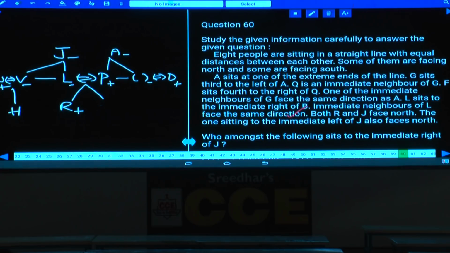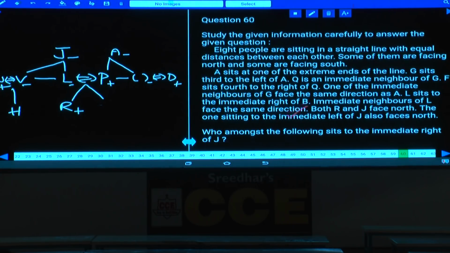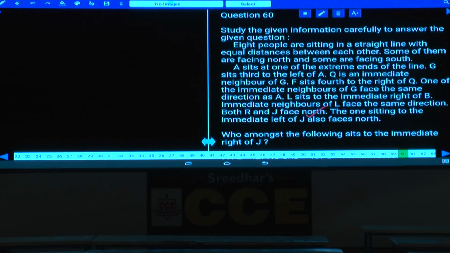How many persons are there? 8 people are seated in a straight line. 1, 2, 3, 4, 5, 6, 7, 8. 8 people are in a straight line with equal distance between each other. Some of them are facing north and some of them are facing south. A sits at one of the extreme ends of the line.